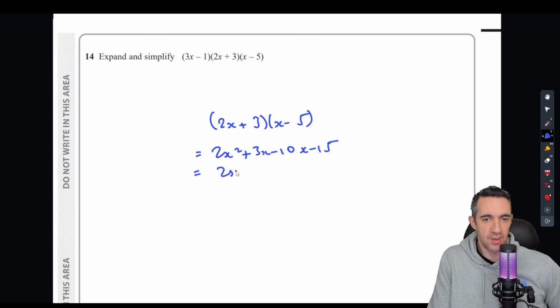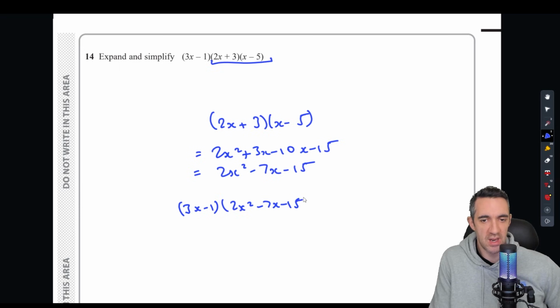Bump those 2 together in the middle. Minus 7x minus 15. So there's our 2 brackets expanded here. Now we're just going to multiply that by 3x minus 1. 2x squared minus 7x minus 15.